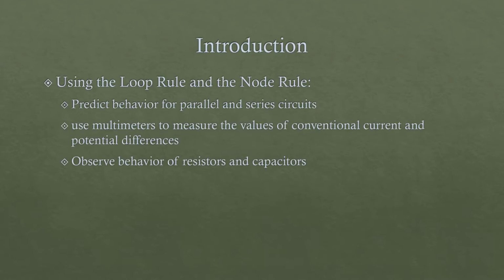Using the loop rule and the node rule, we will predict behavior for parallel and series circuits. We'll use multimeters to measure the values of conventional current and potential differences. We'll observe behavior of resistors and capacitors.